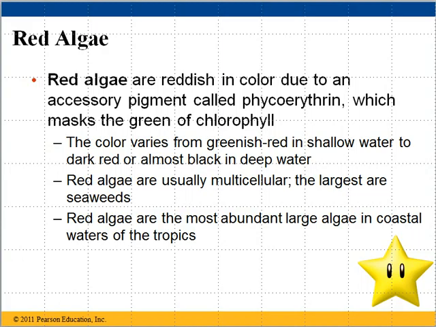And that's because different pigments will be best at receiving different wavelengths of light, and the depth of the water will determine what wavelength of light can get down to that particular depth. So they're adapted to try to gain as much light as they can using different colors of pigments. The red algae are usually multicellular. A lot of times they kind of look like different types of plants that you might see, and the largest of them are what we commonly call seaweeds. The red algae are the most abundant large algae in coastal waters of the tropic areas of the earth.